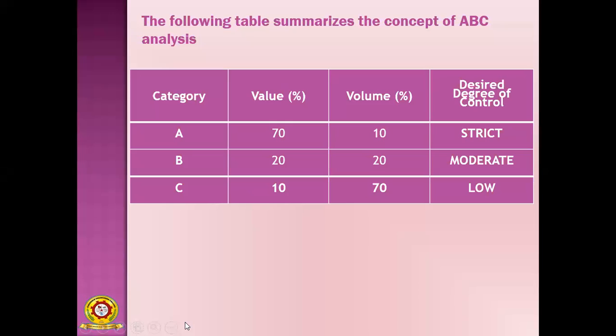So the degree of control depends upon the value of the raw material. If it is a valuable raw material, then there is strict control. For medium value, moderate, and for low value, no need of a high degree of control. That is a very low degree of control. So this is a simple ABC analysis. And after that, what are the types of ABC analysis? Okay, now we are discussing types of ABC analysis.